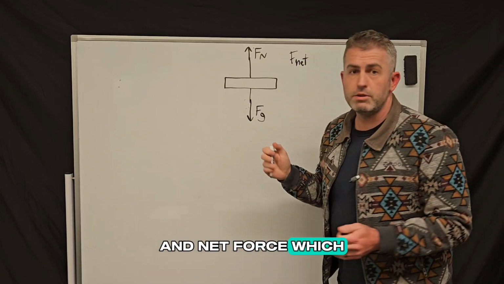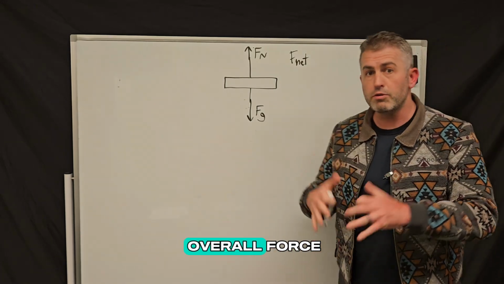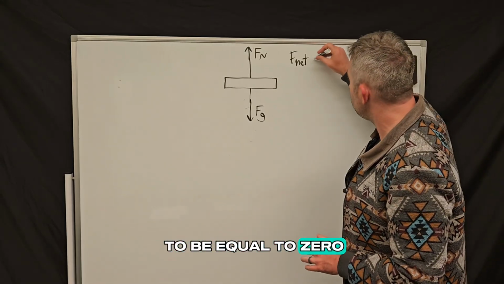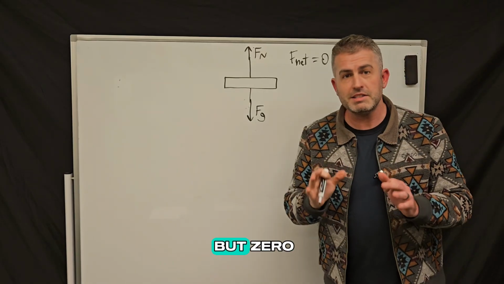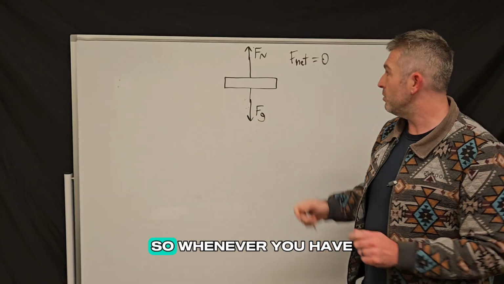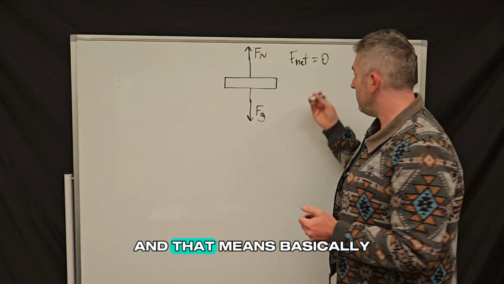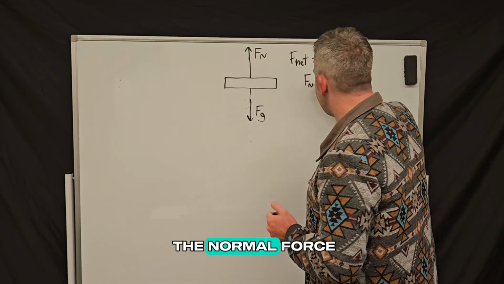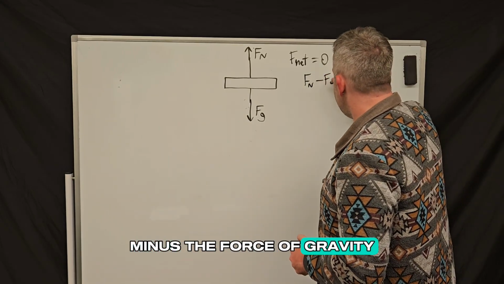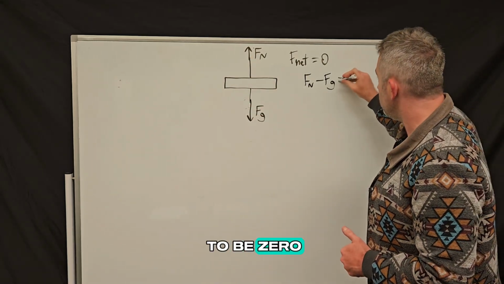And net force, which is shown as F sub net, is a way of saying total force or overall force. So the net force on this book has to be equal to 0, because if it's anything but 0, it's going to accelerate. But we know this book was not accelerating. So whenever you have a net force of 0, you have an object that is not going to accelerate. And that means, basically, we can say that the normal force from my hand pushing up on the book minus the force of gravity, so upward force minus downward force, has to come out to be 0.